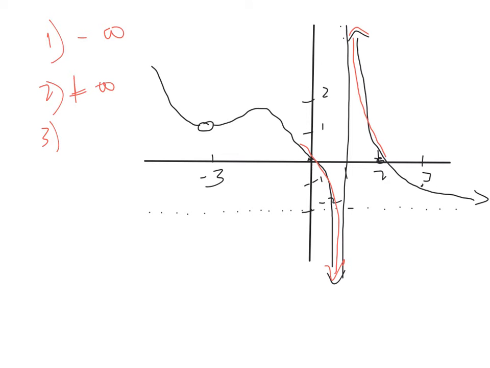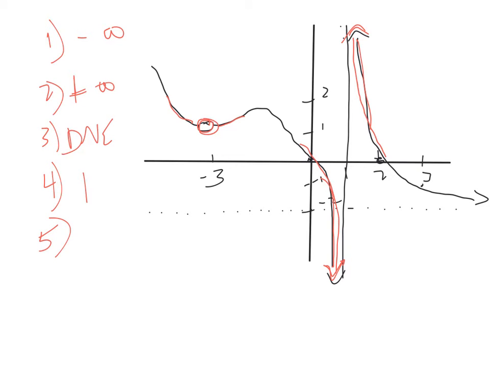Number 3 is what's the limit as it's approaching 1? Since from the left it's going down and from the right it's going up and they're not equal, we're going to say it does not exist. For number 4, what's the limit as it's approaching negative 3? At negative 3 it has a hole, but as it's approaching the hole from the left and from the right, it's both the value of 1.